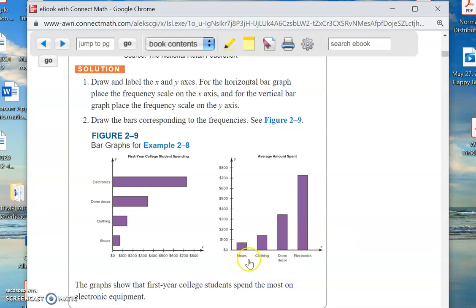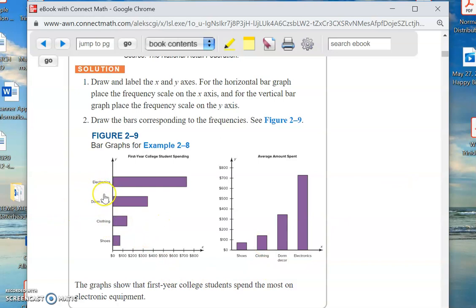If they don't overlap at all, then we say they're disjoint. Something is disjoint in math means that there's no overlap whatsoever. The sets are considered disjoint. Here the categories are disjoint. Shoes are not the same as clothing, clothing is not the same as decor, and so forth. And again, we just plot the points and draw the rectangles.